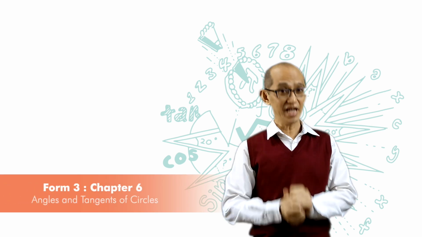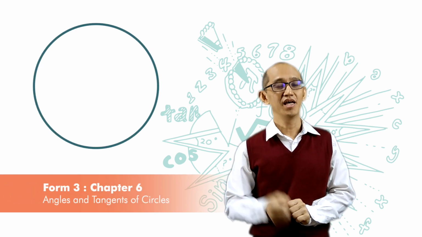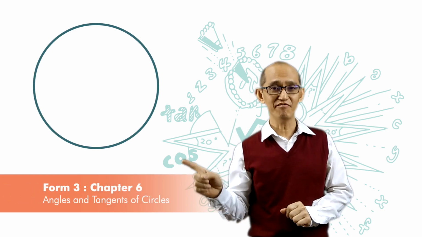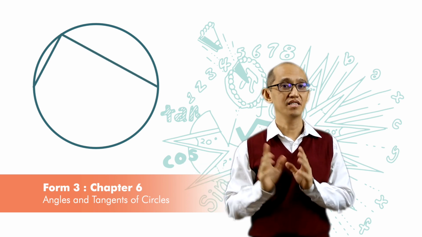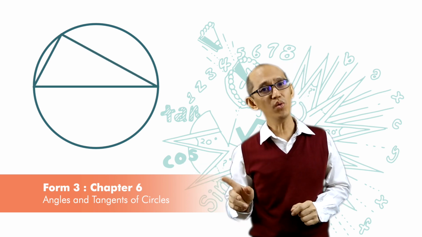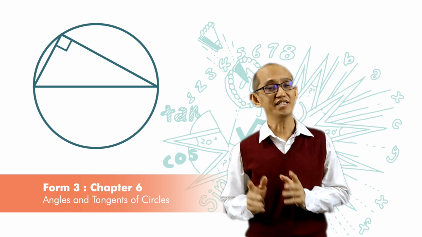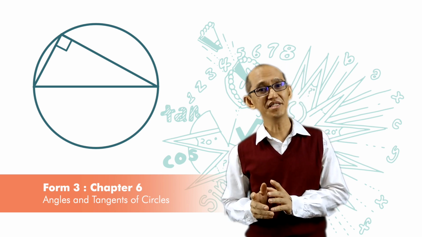Next, we are going to look at the new rule. The angle at circumference subtended by a diameter is always 90 degrees. Now, this may look like a new rule, but actually it is not. It is just a continuation of what we have just learned. That is, the angle at the center is always 2 times the angle at the circumference.